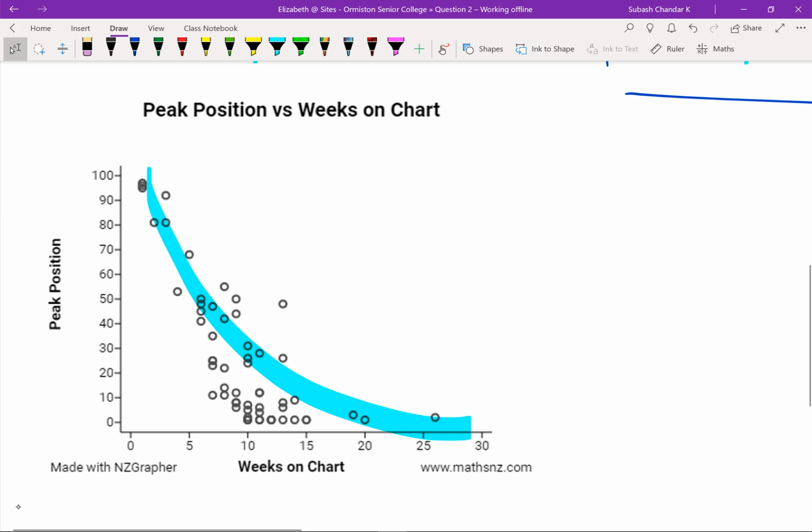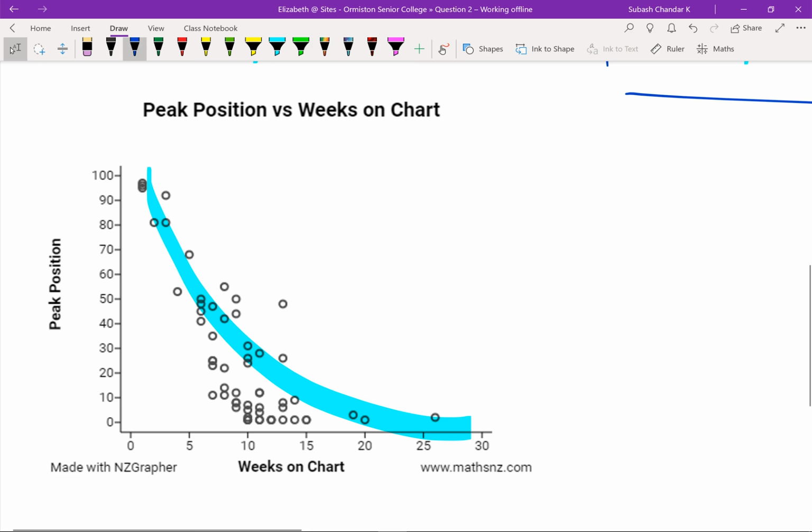Who reckons that they could say that there is enough evidence that there's a difference, that Beatles or the Rolling Stones are better? Who'd be prepared to say, yeah, I think Beatles or the Rolling Stones is better? Who thinks that we couldn't say that? Good. Excellent.